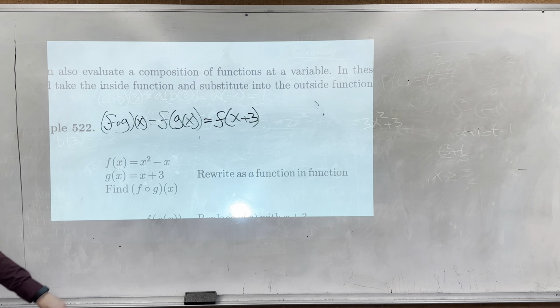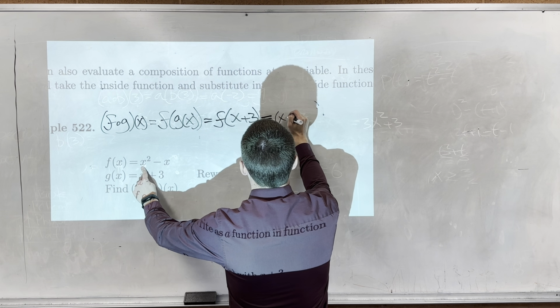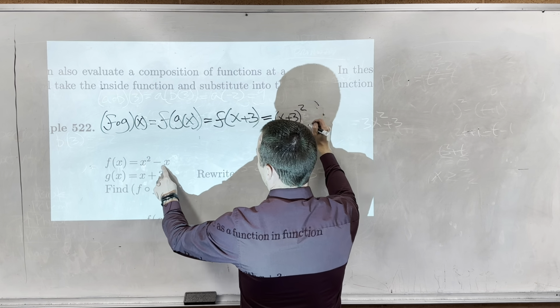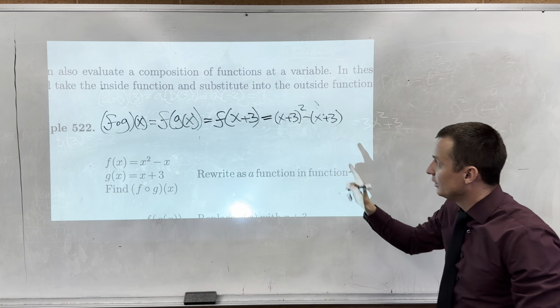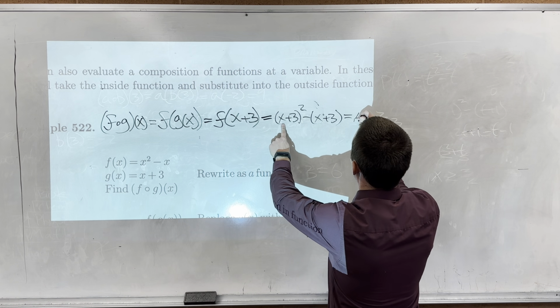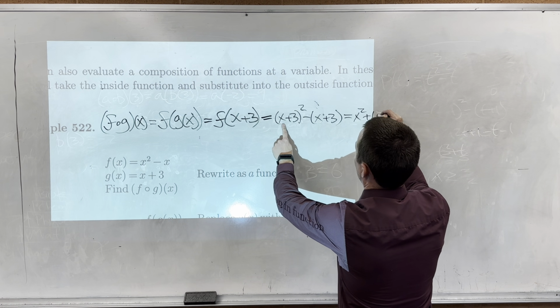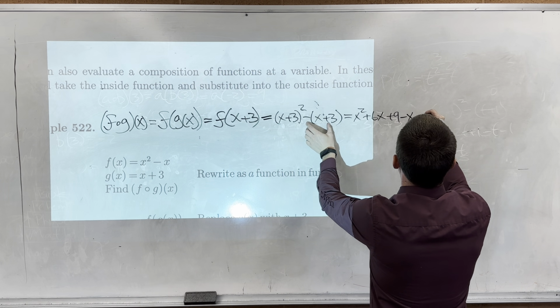What is f of x plus 3? Replace all your x's with x plus 3. Use parentheses so you don't confuse yourself. Replace that x with x plus 3, and then it was squared, minus replace that x with x plus 3. Use your parentheses so you don't forget to distribute correctly. So this is equal to x squared plus 6x plus 9, squaring that out, minus x minus 3.